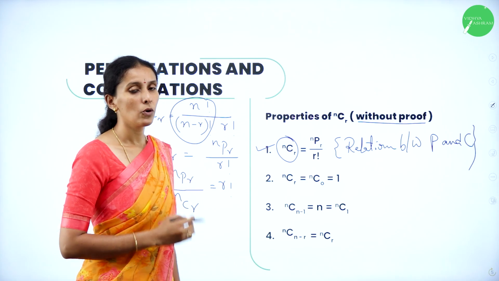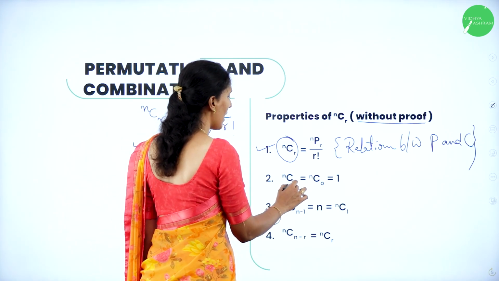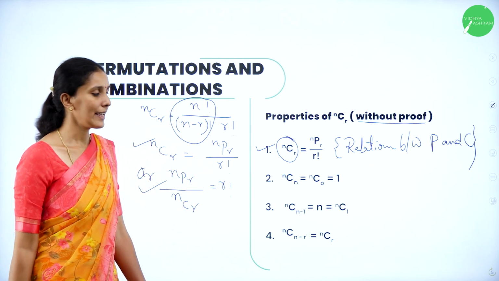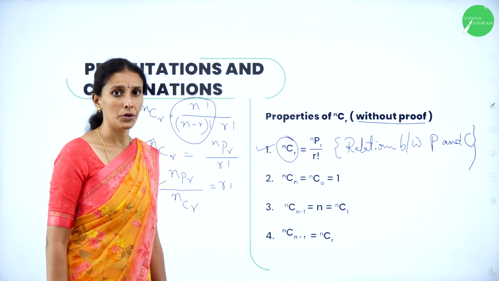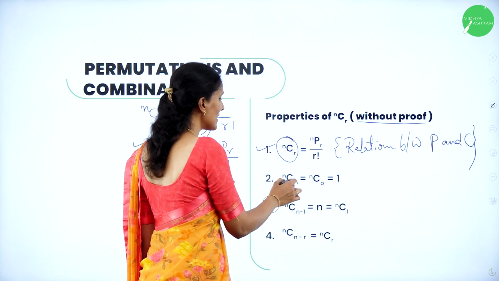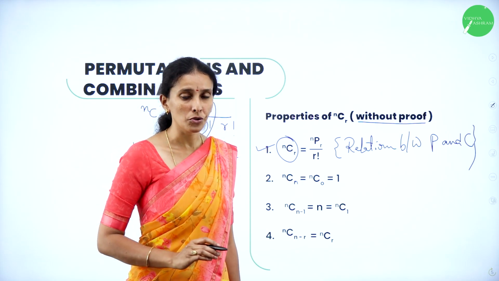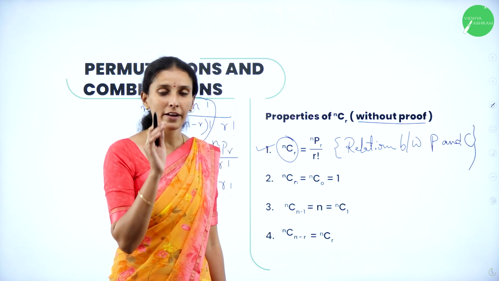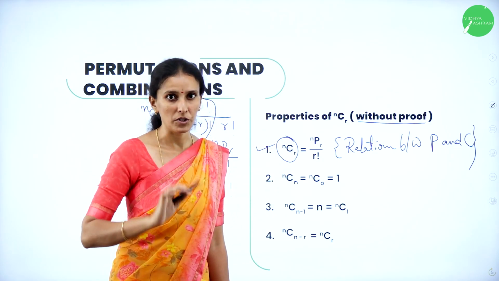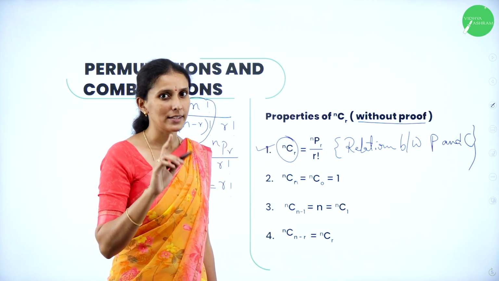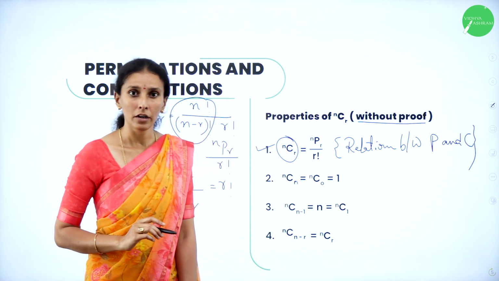Okay. So let me go to the second property, that is NCN. NCN is equal to NC0 is equal to 1. What do you mean by NCN? What do you mean by combination? We are going to choose R number of objects from N number of objects. So here we are choosing all the objects. Choosing all the objects can happen only one time. Choosing 0 objects can also happen in one way.